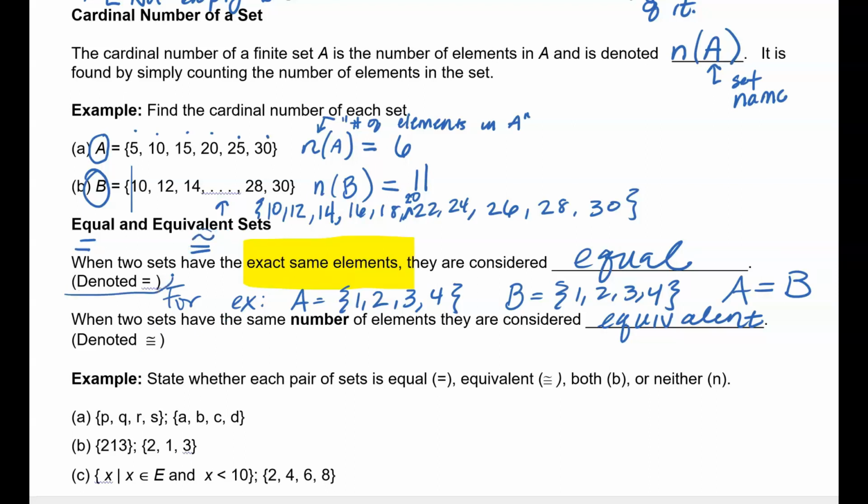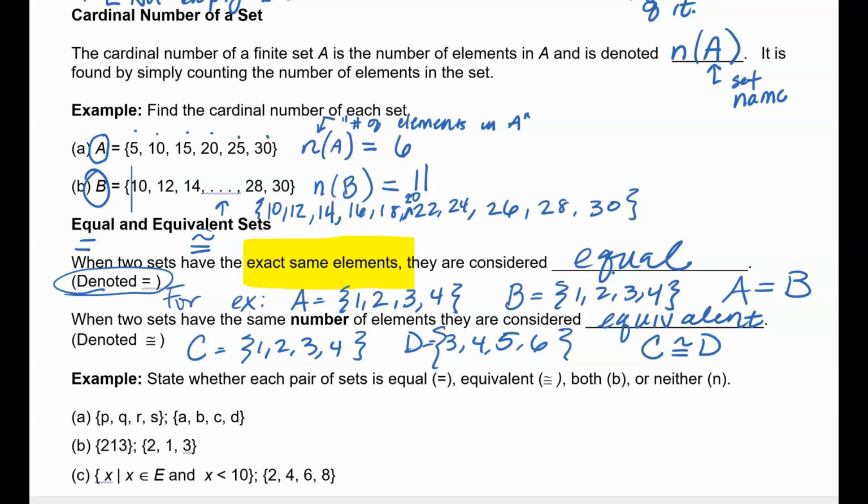Oh, and you know what? I put that right down here. I must have missed that. So let's do an example for equivalent. Let's say set C is 1, 2, 3, and 4. And let's say set D is 3, 4, 5, and 6. They don't have the exact same elements. They do have some in common, like 3 and 4, but they're not the exact same. But they both have 4 elements, so we can say that C is equivalent to D.